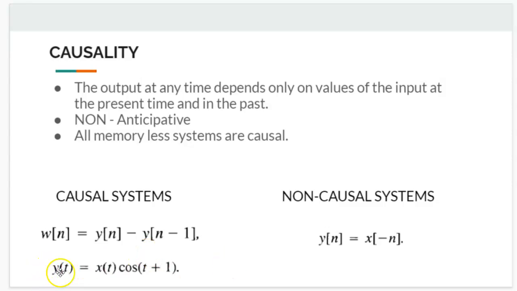Then coming to this, you have a function y of t equals x of t cos of t plus 1. It corresponds to a system which transforms x of t into y of t based on this equation.